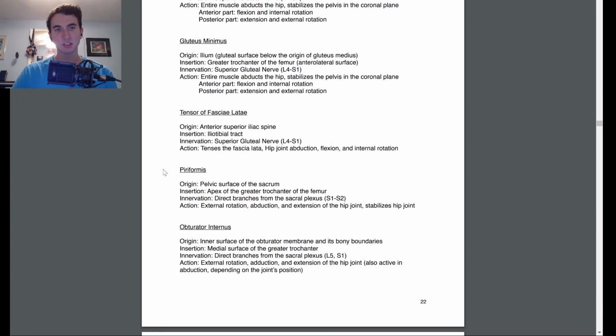Then we have the tensor of fascia latae. We love tensor fascia latae. I'll order that from Starbucks next time.